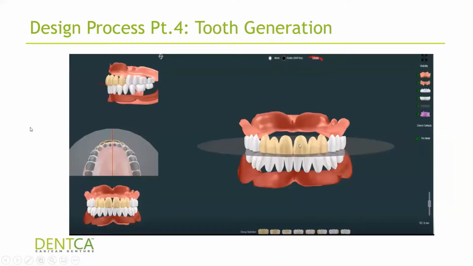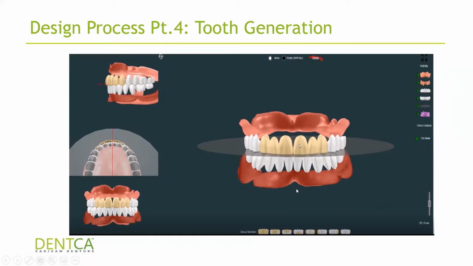And then you're going to be taken to the last screen, which is tooth generation. On this screen, you're going to be able to do a lot of things. You can move the teeth, rotate the teeth, and move them as a set or individually. You can remove premolars. You can adjust vertical dimension. You can do anything you want with the teeth setup.